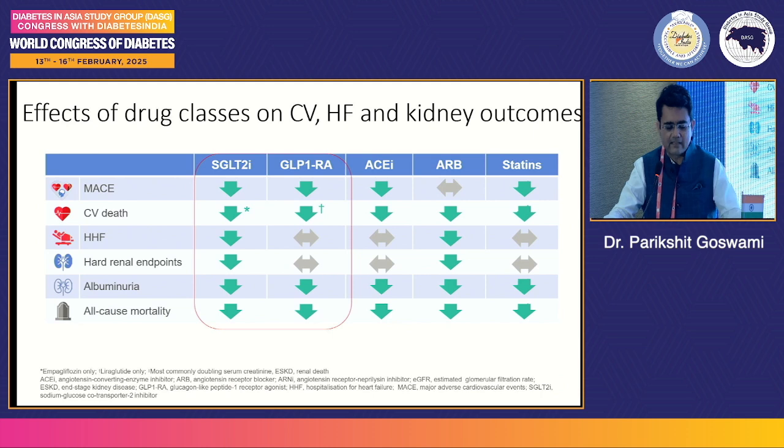And these are the data sets. Most of the SGLT2 inhibitors have positive outcome data for MACE, CV death, hospitalization for heart failure, hard renal endpoints, albuminuria, and all-cause mortality. And a few points were missed by GLP-1 in terms of hospitalization for heart failure and the hard renal endpoints.